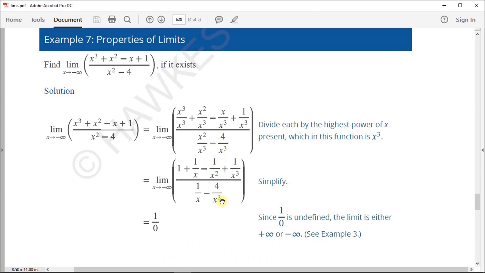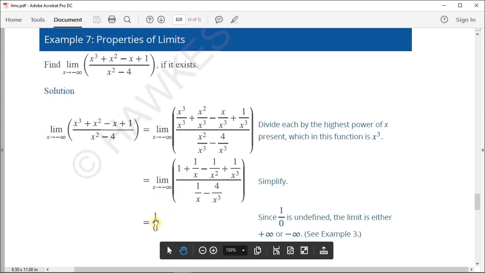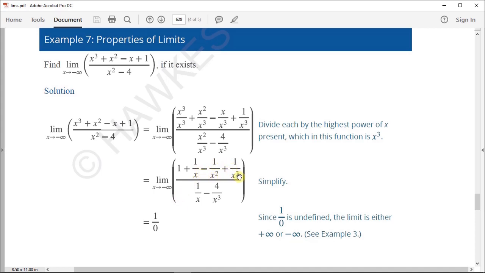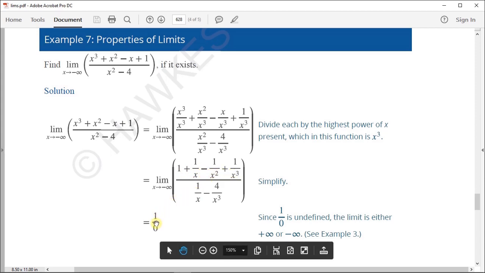All right. So think about what happens. On top, for the first term, you have a 1. So the limit as x approaches anything of 1 is going to be 1. These other 3 terms on top all have bigger exponents on bottom. So they're all going to be 0. So you got 1 plus 0 minus 0 plus 0. That leaves you just 1 on the top overall.